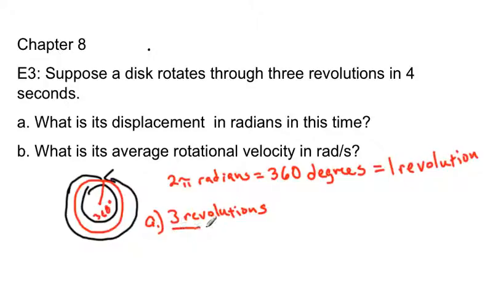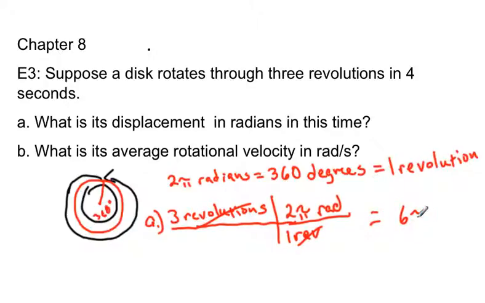Alright, so if I go 3 revolutions, well, for every 1 revolution, I have 2 pi radians. Revolution cancels out with revolution, and I have 6 pi radians. Okay, so I answered A for you.